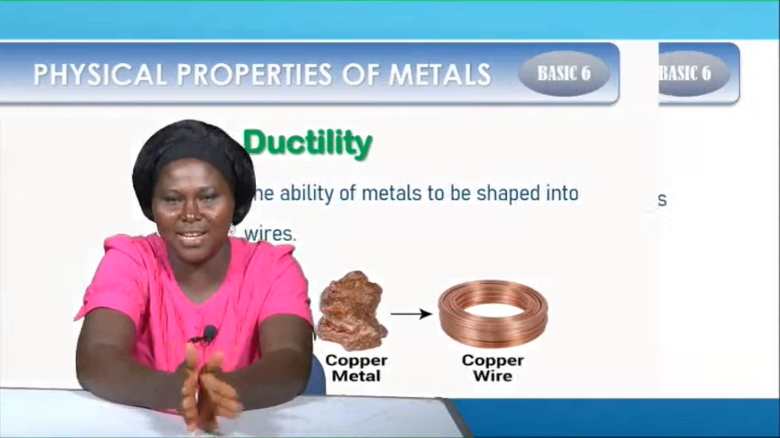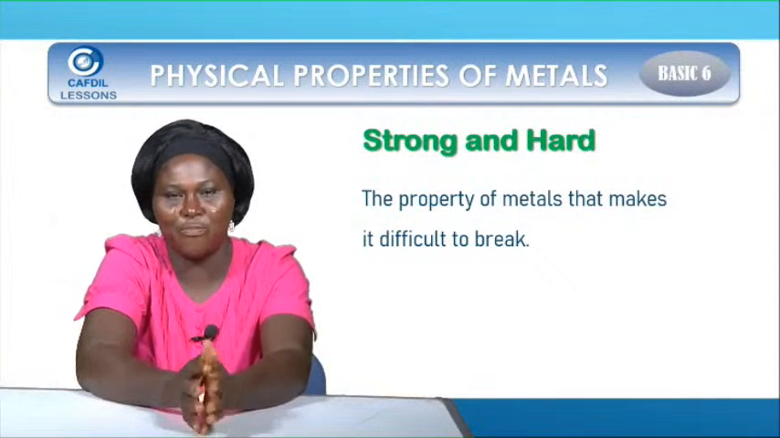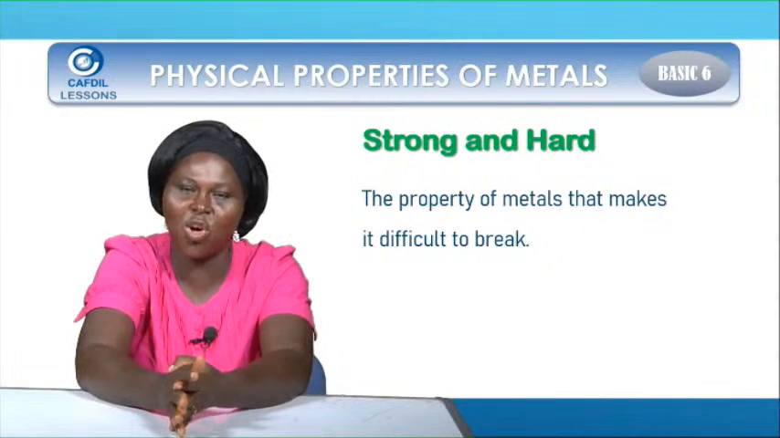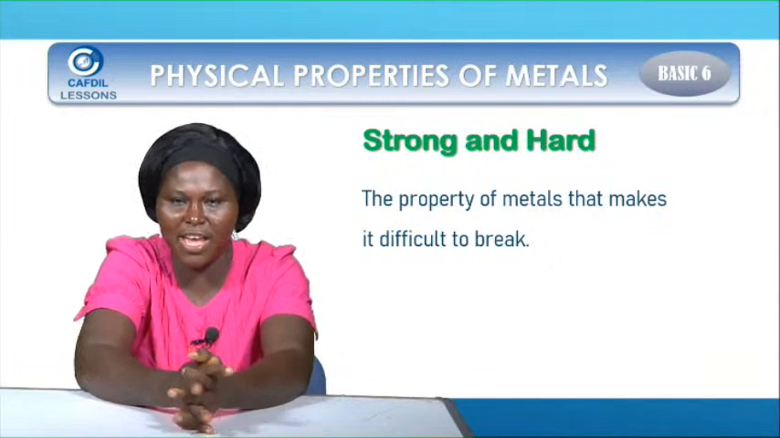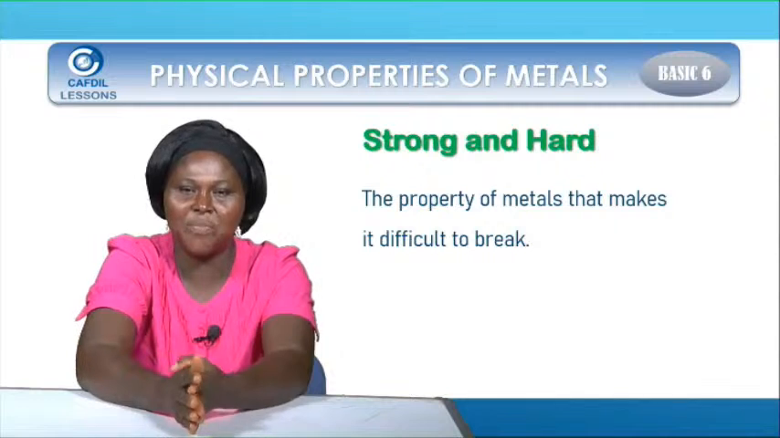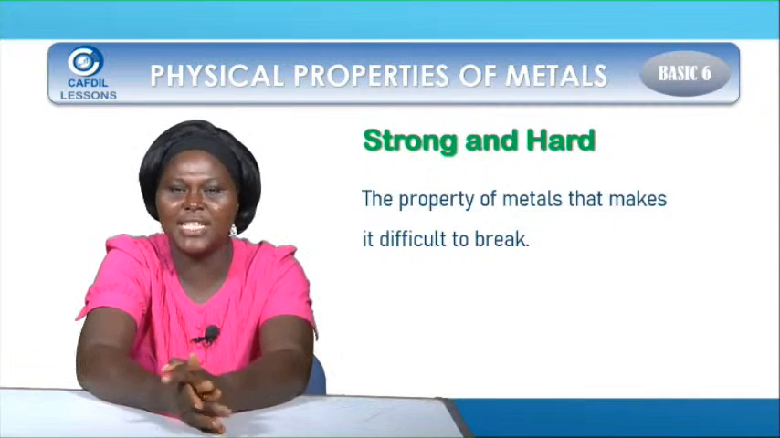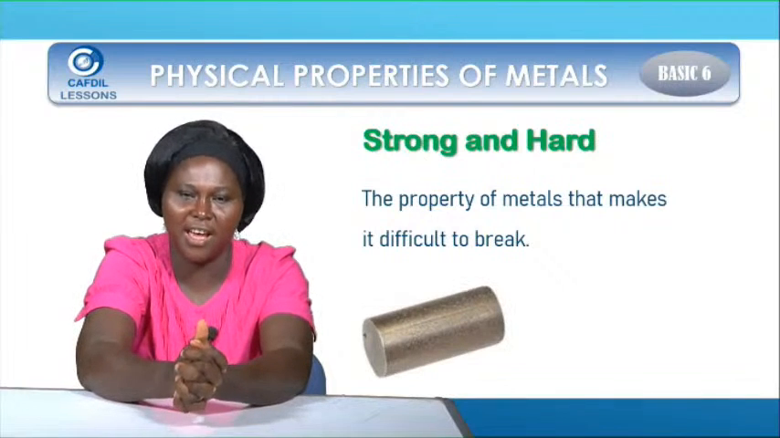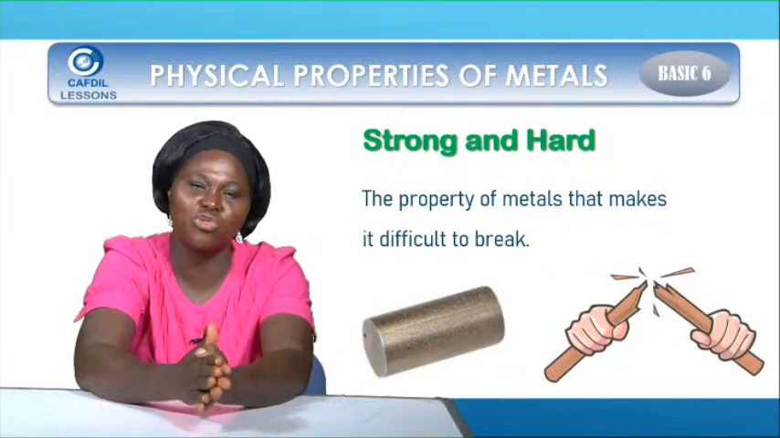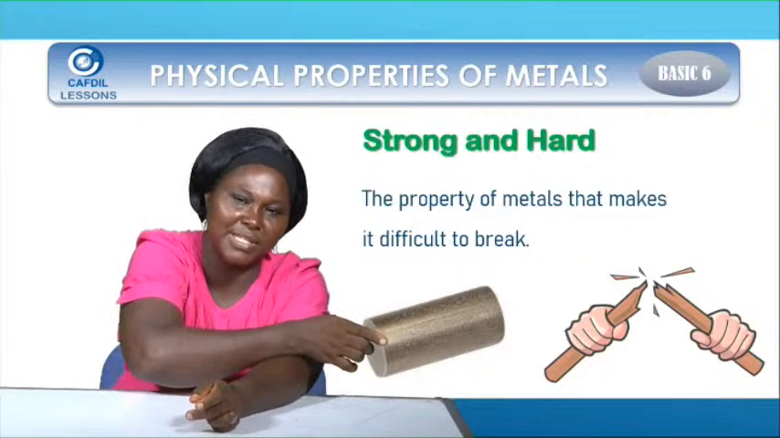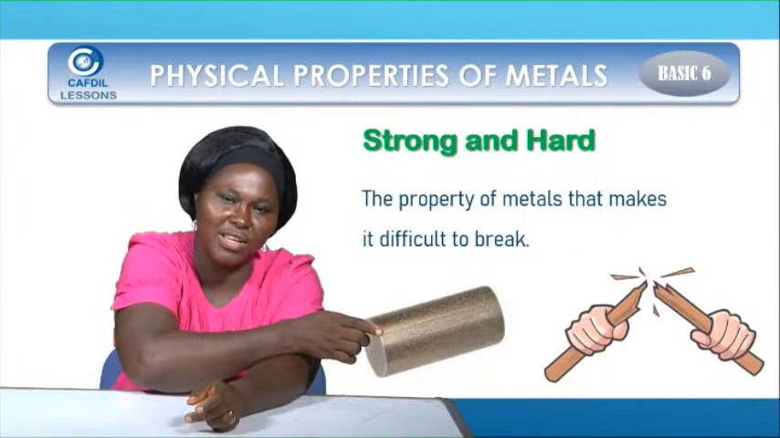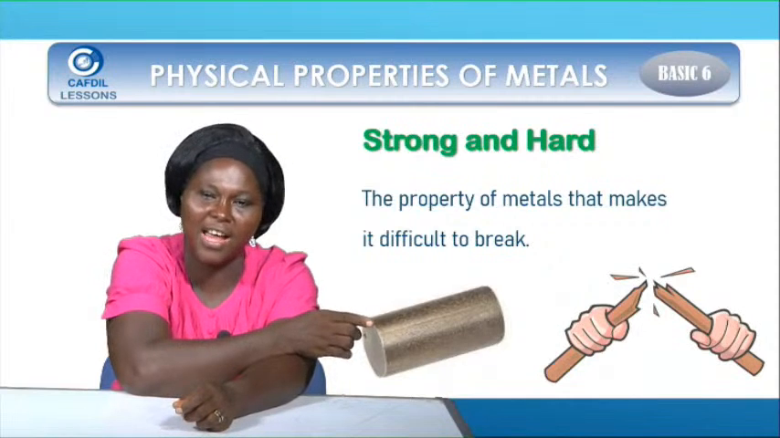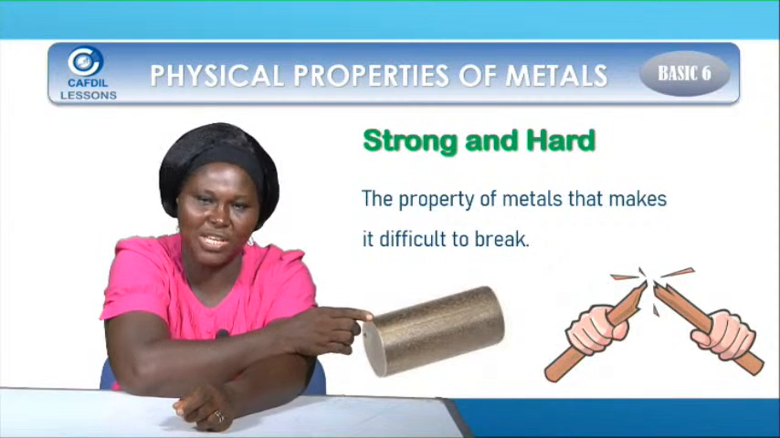Let's look at another property of metals. Now, strong and hard. Let's all say it. Strong and hard. The property of metals that makes it difficult to break is strong and hard. Now, metals are very strong. Let's look at this metal. It is very strong, and we can't break it. Because it is strong and hard, we cannot break it with our hand.